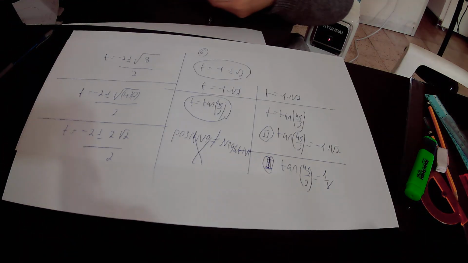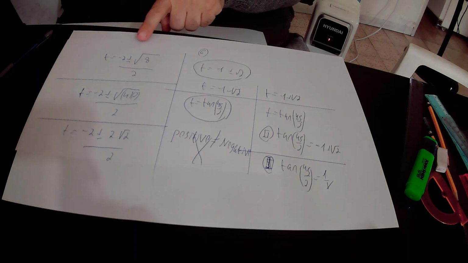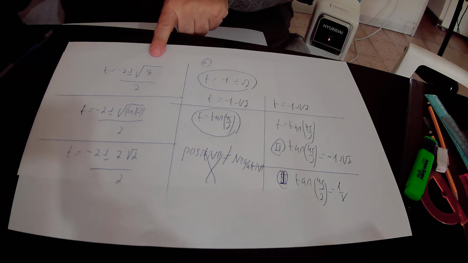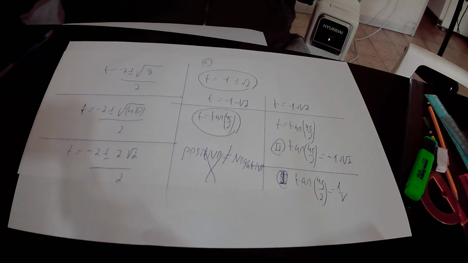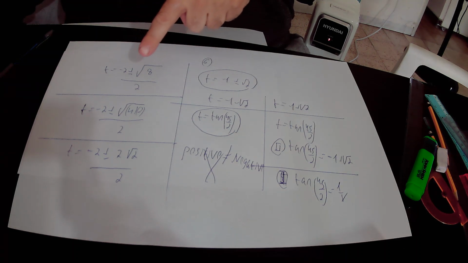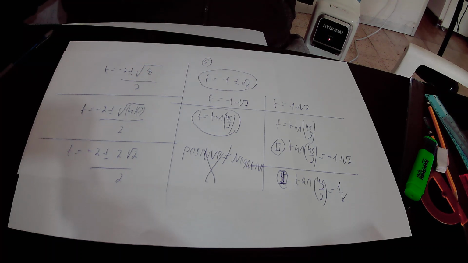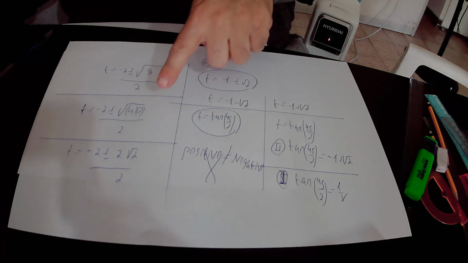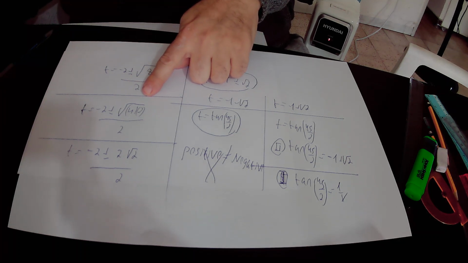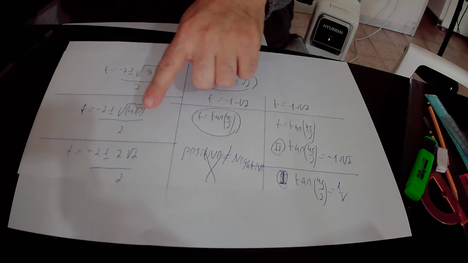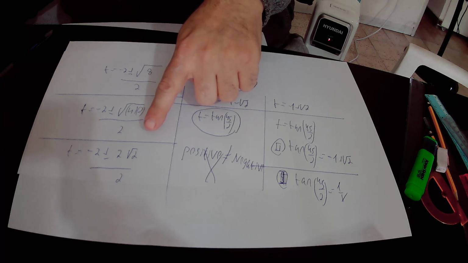Actually found out that t equals minus 2 plus or minus, inside the root we have 8 over 2. So t equals minus 2 plus or minus, 8 is 4 times 2, so we substitute 8 by 4 times 2 over 2. So t equals minus 2 plus or minus, the square root of 4 is 2, so inside the root we are left only with 2. So t equals minus 2 plus or minus 2 times the square root of 2, over 2.